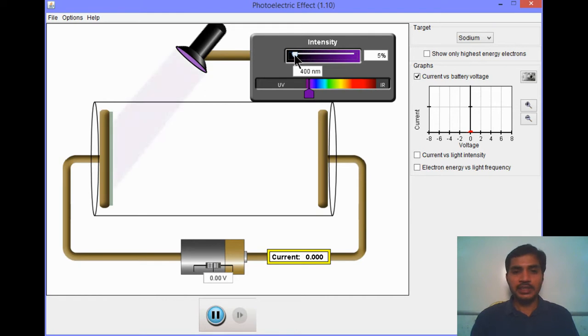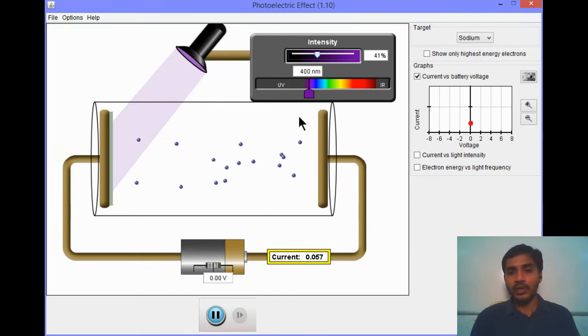As I increase the intensity of light, you can observe that the light is now striking the cathode. And if I increase the intensity further, you can see more and more bright light goes and strikes the cathode. As a result, more and more electrons are emitted from the cathode. Because of that, there is some current which is established in the circuit. It is presently 0.057. The units are unknown. You just assume that it is some value. So 0.057 is the current in the circuit.